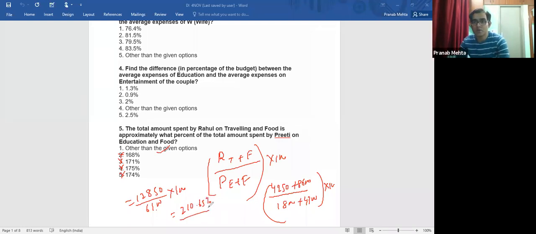Have you understood? Look, here the other important thing is the base. What is the base value which we are going to get? The total amount spent by Rahul on travel and food is approximately what percent of the total amount spent by Preeti. So we have to compare Rahul with Preeti. That is why Rahul's data is on the top and Preeti's is in the denominator, the bottom. Understood? Any doubt, anyone?